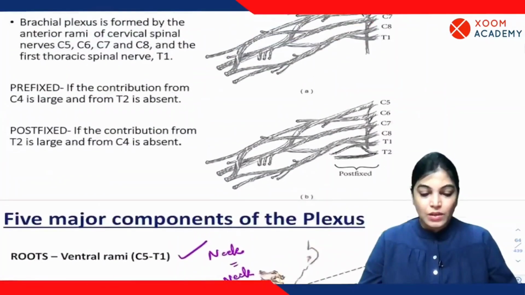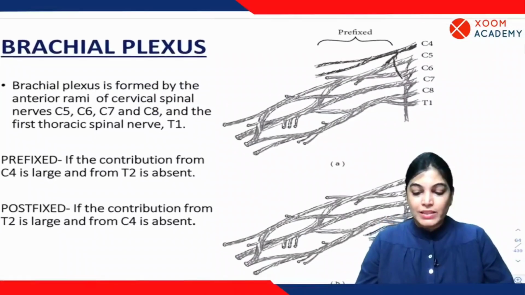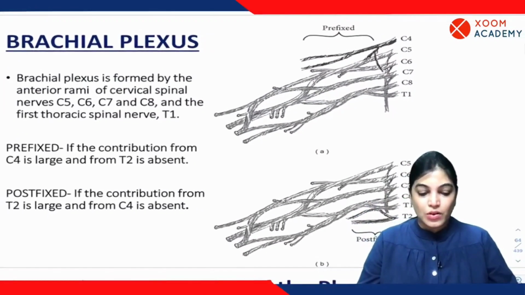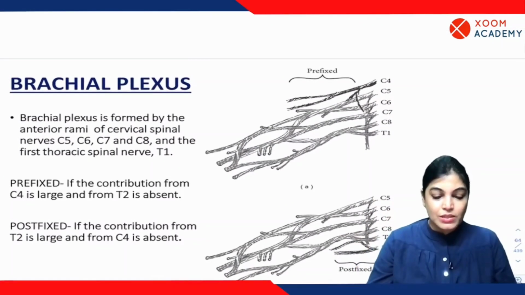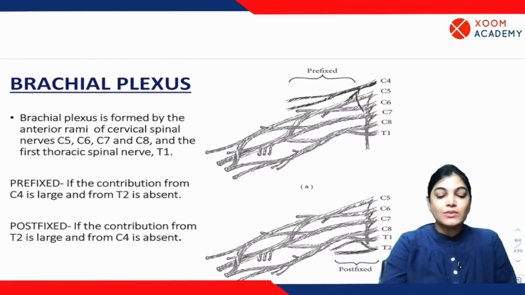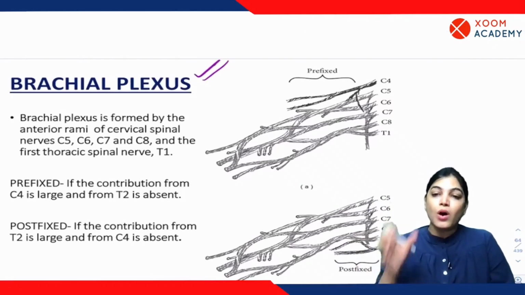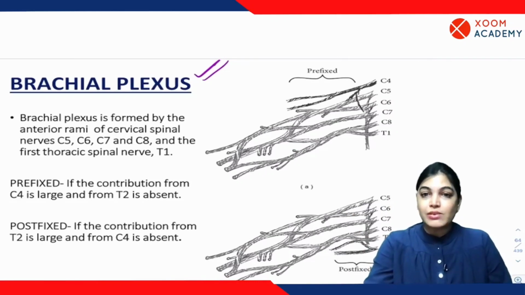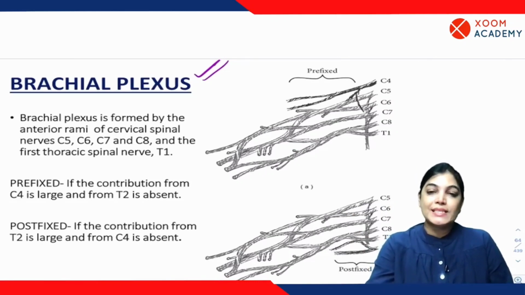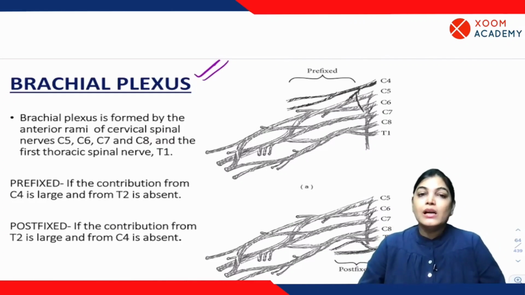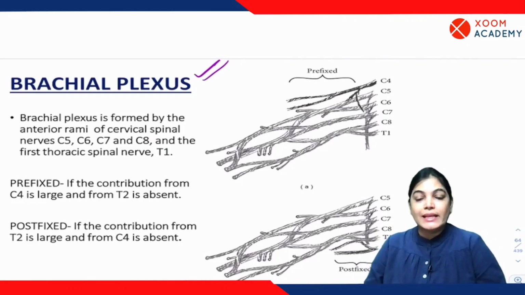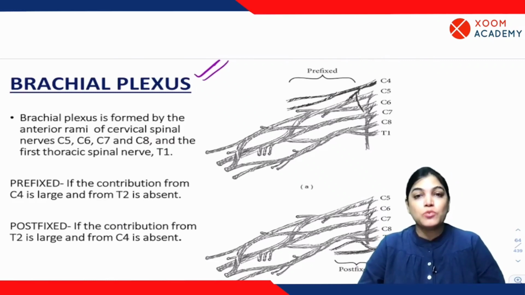Got it? Now, before proceeding to the individual components and their explanation, I would like each one of you to just focus on this. Each one of you please focus on this brachial plexus and its components. Normally, its formation is by the ventral rami or anterior rami of C5, C6, C7, C8 and T1. But my dear aspirants, at times it can be prefixed and postfixed. The important point is when we say the brachial plexus is prefixed, and when we say the brachial plexus is postfixed.